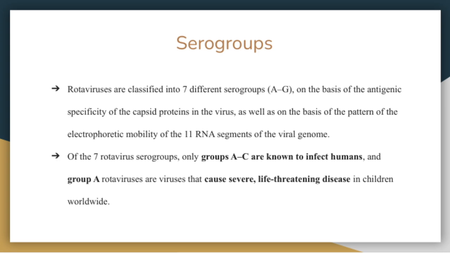Of these 7 serogroups, only groups A, B, and C are known to infect humans. Among them, Group A rotaviruses are particularly significant because they are responsible for causing severe, life-threatening disease in children worldwide. This highlights the importance of understanding and targeting this group of viruses in our efforts to prevent and control rotavirus infections.